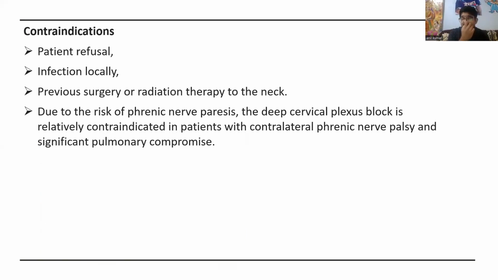So what are the contraindications for superficial and deep cervical plexus blocks? They are patient refusal, local infection, and radiation therapy to the neck. And due to the risk of phrenic nerve paralysis, as I said earlier, the deep cervical plexus block is relatively contraindicated in patients with contralateral phrenic nerve palsy or significant pulmonary compromise, or COPD patients. You must avoid the deep cervical plexus block.